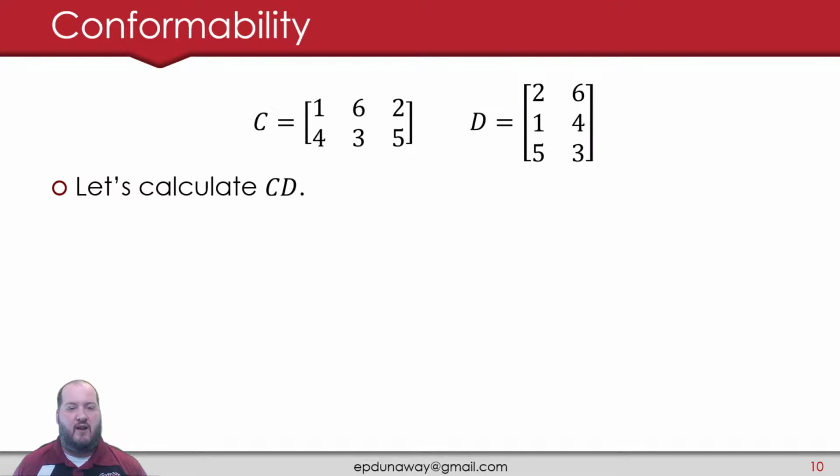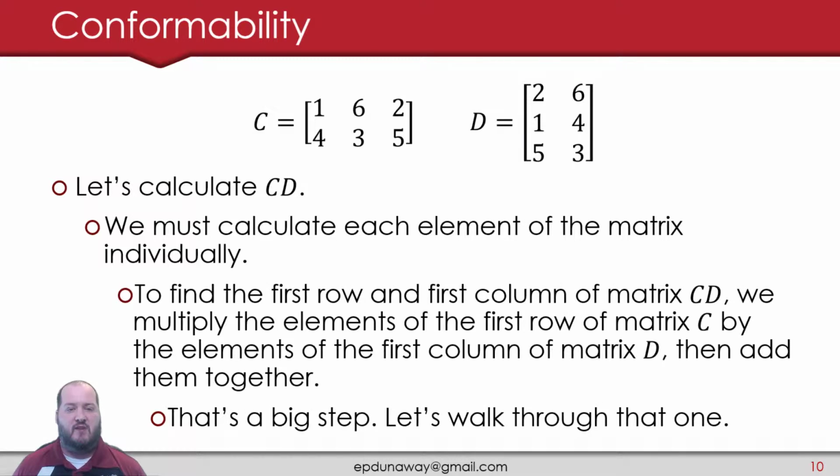Let's actually calculate it out. So let's calculate C times D. The pattern for multiplying two matrices together is the same. Basically, we have to calculate each element of the matrix individually, and the instructions are kind of complicated.